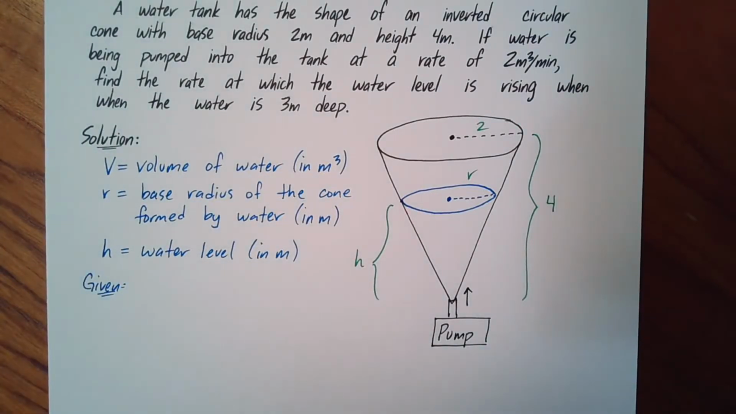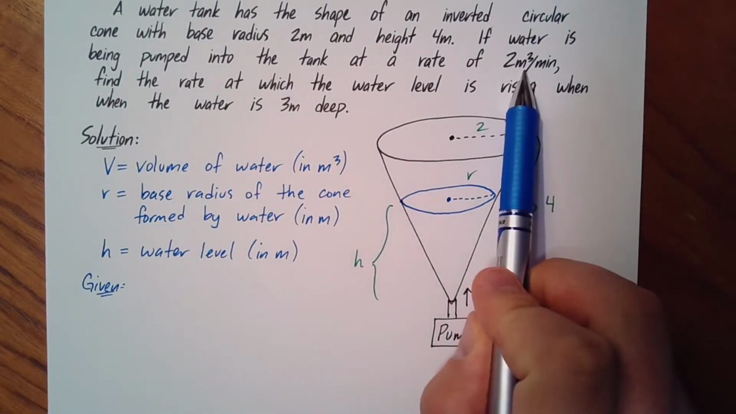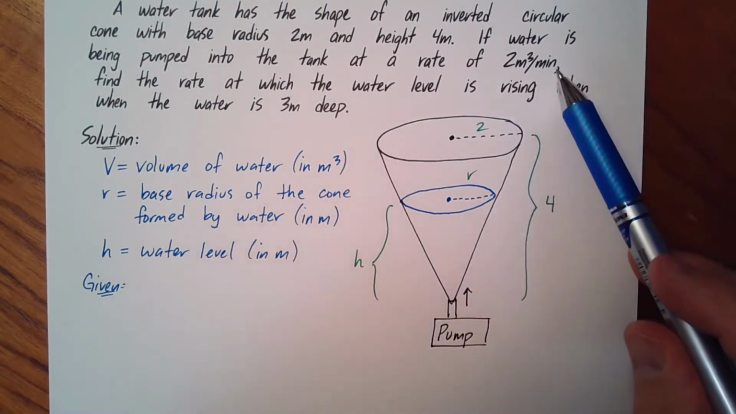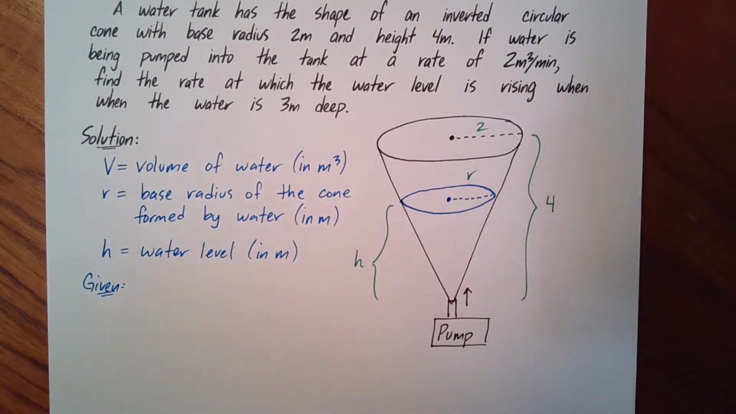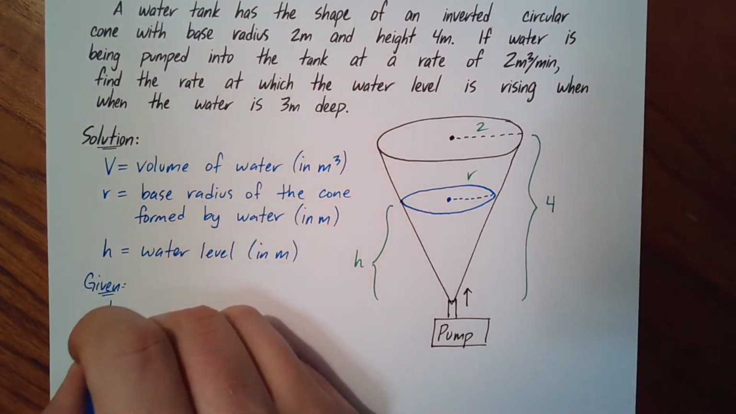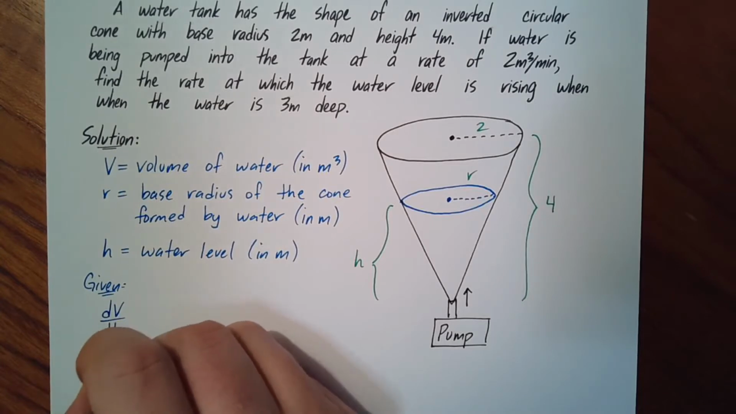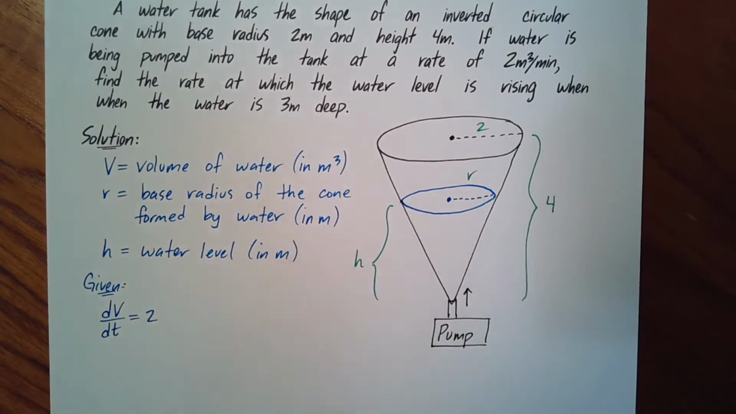Let's start with what's given. What are we told? Well, we're told right here, right? We were told at the beginning that the water is being pumped into the tank at a rate of 2 meters cubed per minute. So that tells you that the rate of change of volume, so dV/dt, is equal to 2. Right? If I understand that that's measured in meters cubed per minute.